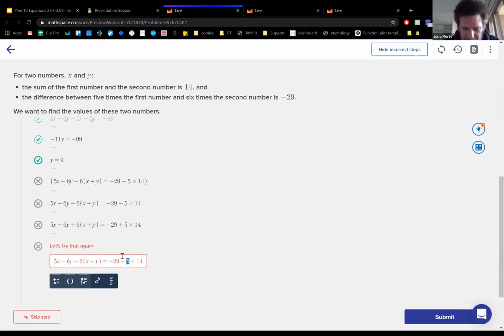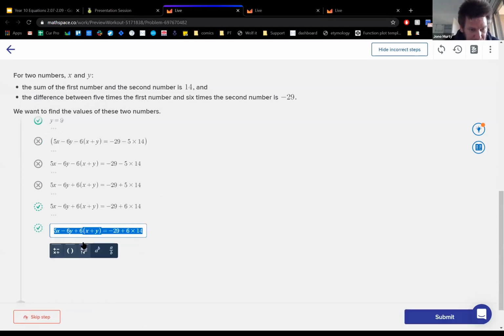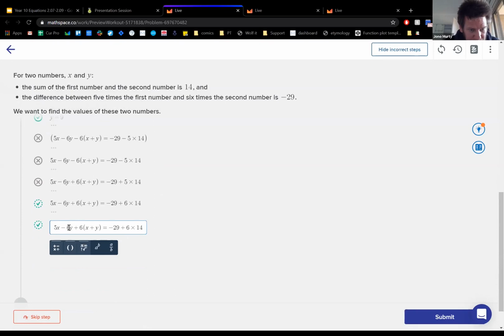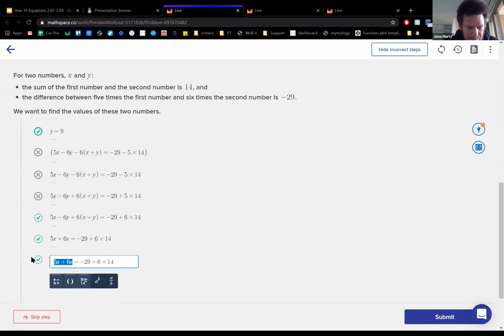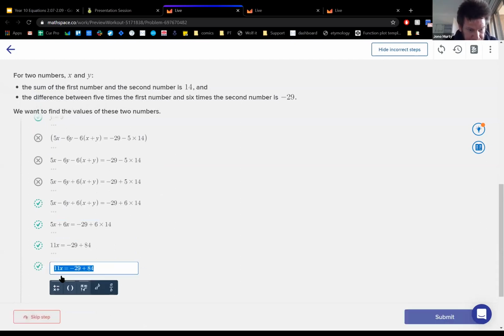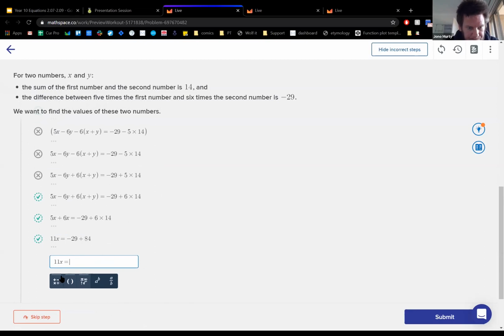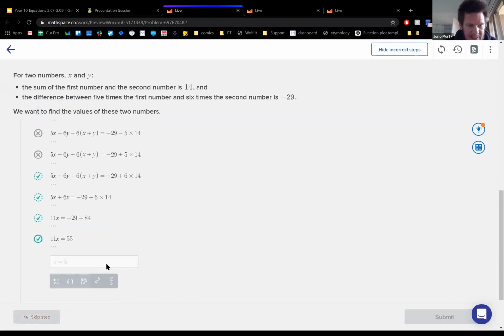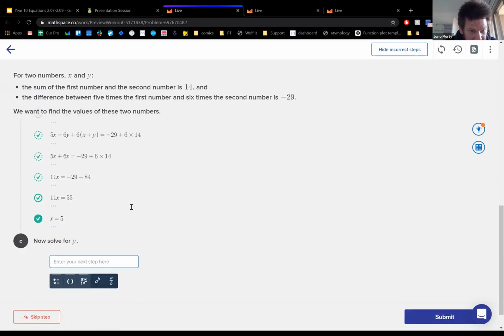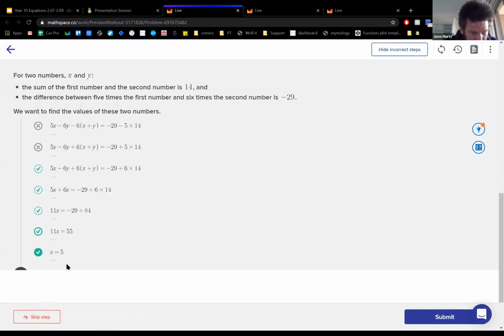Ah, 6. So minus 6y plus 6y, they go. 5x plus 6x. Now we're talking. 11x equals minus 29 plus 84. X equals 5. There we go. Now solve for y. Luckily, we already solved for y. Y equals 9.